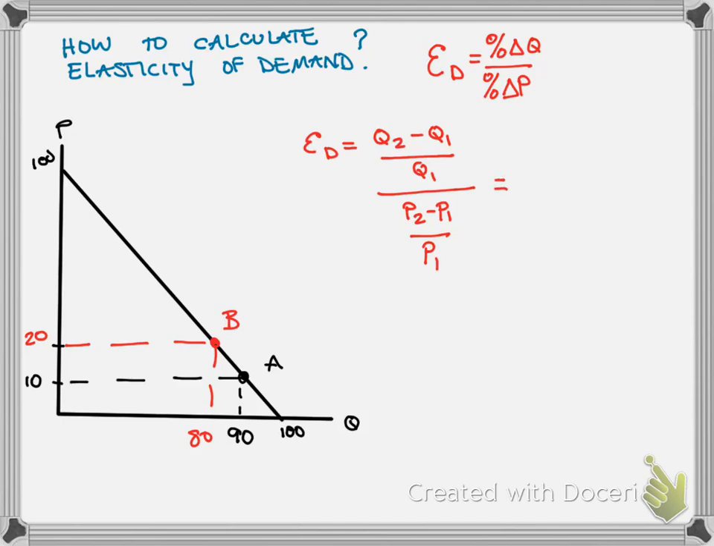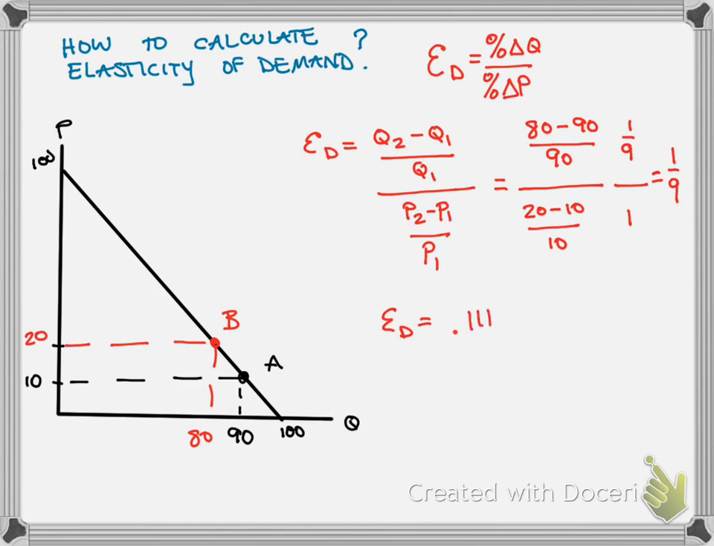Okay, so Q2 is point B, so we get 80 minus 90, divided by our starting point, which is 90, divided by the change in price, so we went from 10 to 20, divided by 10. So we can look at these individually: this is going to be negative 1 divided by 9, divided by 1, which is equal to 1/9. And so therefore, the elasticity of demand is equal to 1/9, or 0.111.